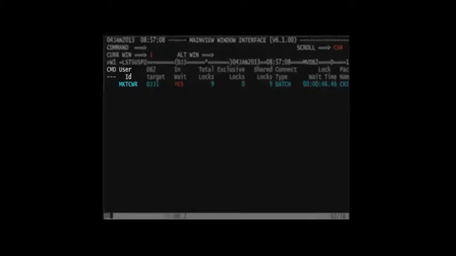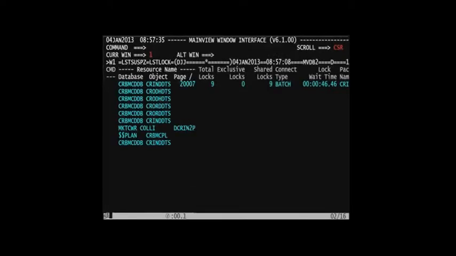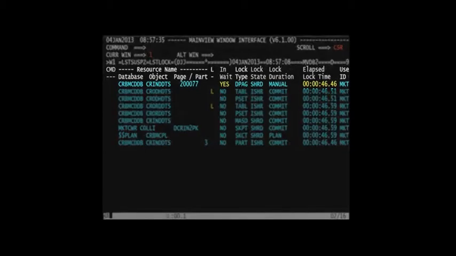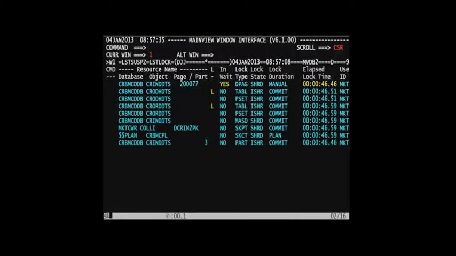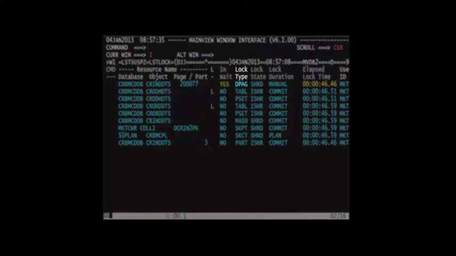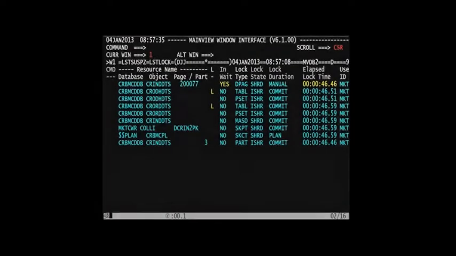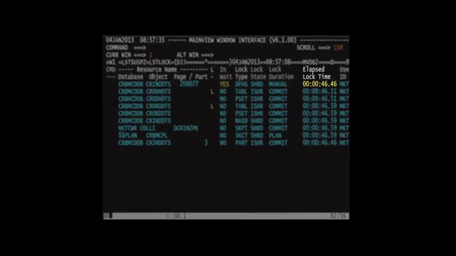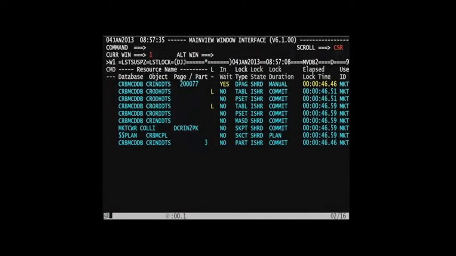I can hyperlink on the user ID and get detailed information about the lock resources I am using. It shows here the CRIND DTS table space is in wait. Valuable information is provided, such as lock type, which is data page, how long this thread has been waiting for a lock, 46 seconds, which can be a long time if I'm waiting to make a trade on Wall Street or scanning a bag of frozen peas at the grocery store.